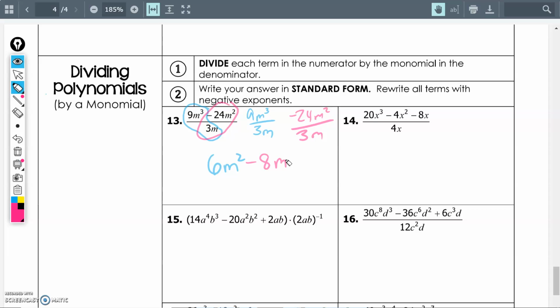Let's do number 14. Here we're going to have to do that one, and then lastly here. So in blue, when we do this division, we get 5x squared. In pink, we get a negative 1x. And then in black, we get a negative 2 because the x's canceled out.